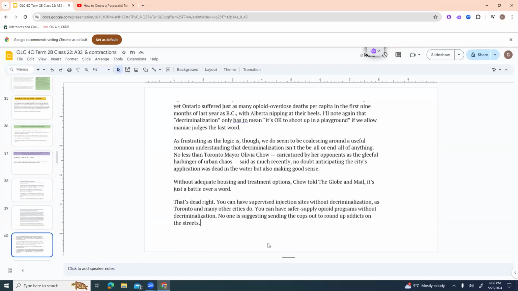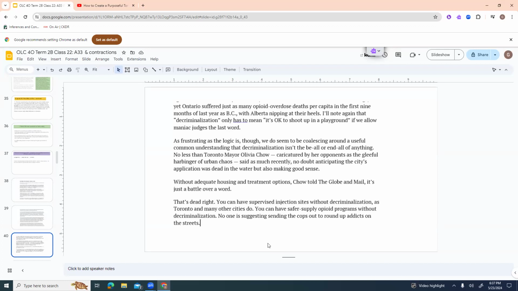As frustrating as the logic is, though, we do seem to be coalescing around a useful common understanding that decriminalization isn't the be all or end all of anything. No less than Toronto Mayor Olivia Chow, caricatured by her opponents as the gleeful harbinger of urban chaos, said as much recently. No doubt anticipating the city's application was dead in the water, but also making good sense. Without adequate housing and treatment options, Chow told the Globe and Mail, it's just a battle over a word.